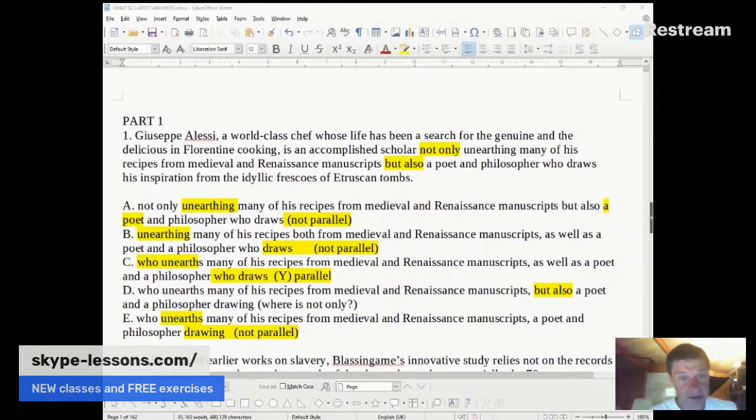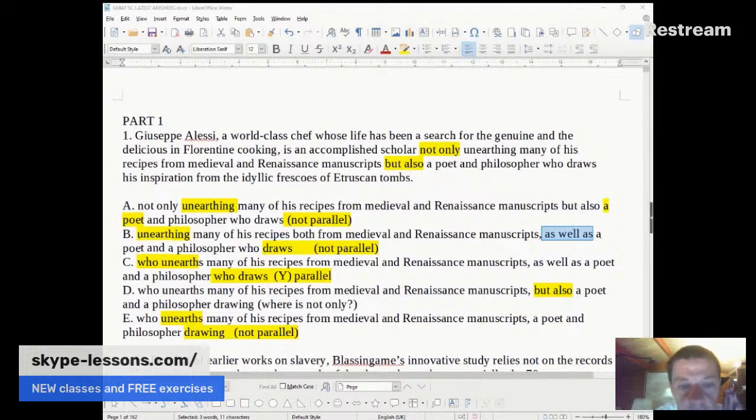It's not parallel. Yeah, and the main reason why we must use parallel structure here is the and. As well as. So we're saying he is X as well as Y. Yeah, and it's not got an is actually, but we've got Giuseppe Alessi unearthing, blah, blah, blah, as well as a poet, philosopher, drawing. That's what we need. We need it as drawing and not as who draws. I'm sure you will agree that doesn't sound good. It's not parallel.